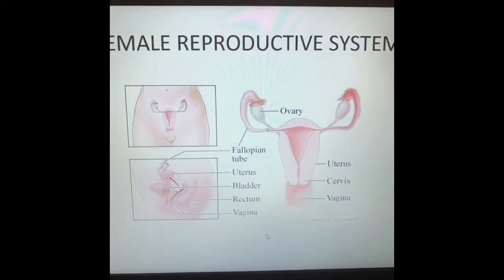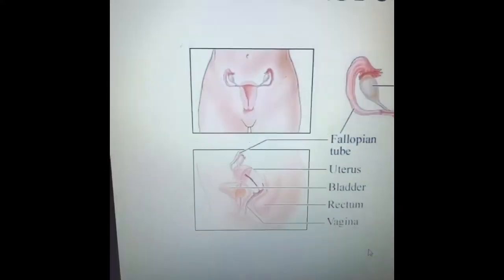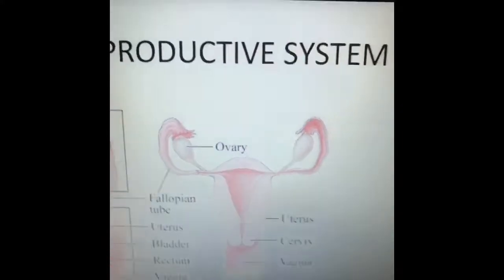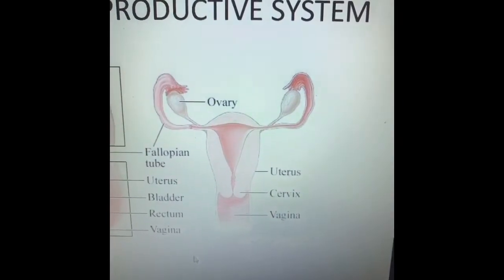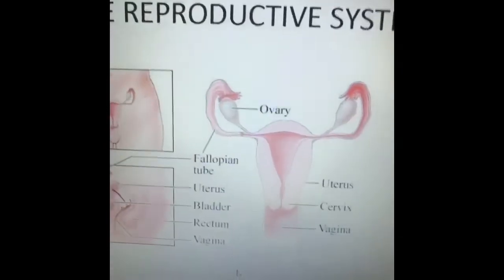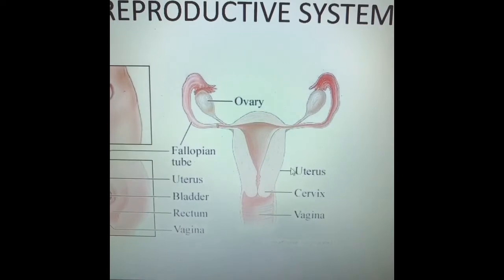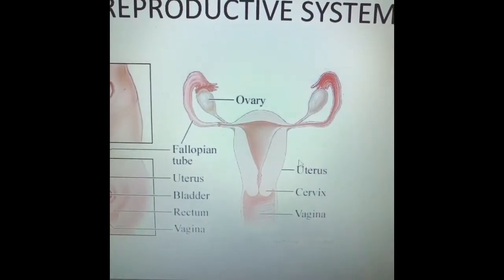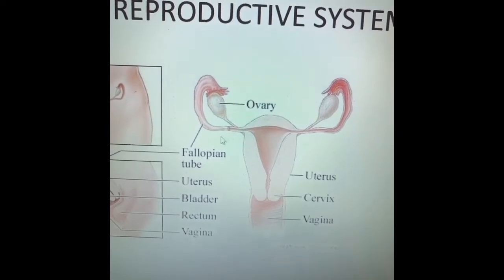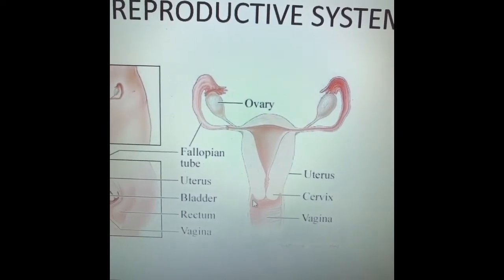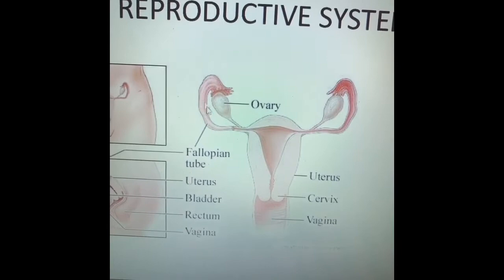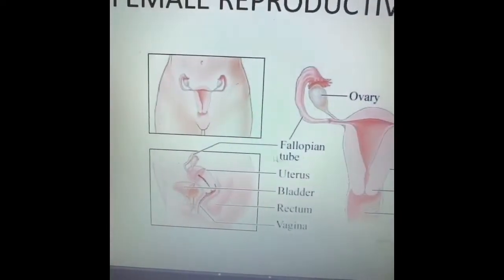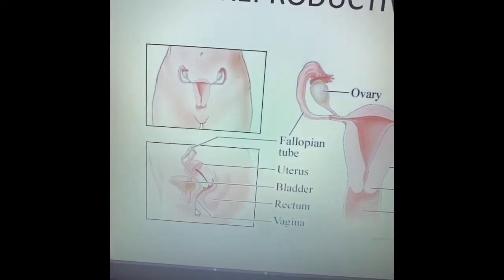This is the female reproductive system. This is the side view and this is the transverse view. There are two ovaries situated at the two ends. Then we have the fallopian tube. This is the uterus, and then the cervix, the vagina. These are the fallopian tubes. You see sidewise, it is situated like this.